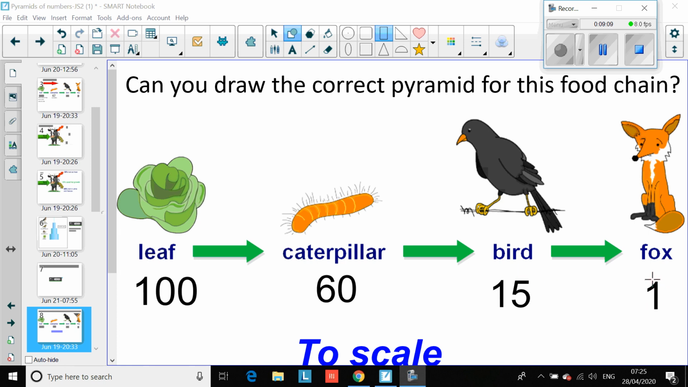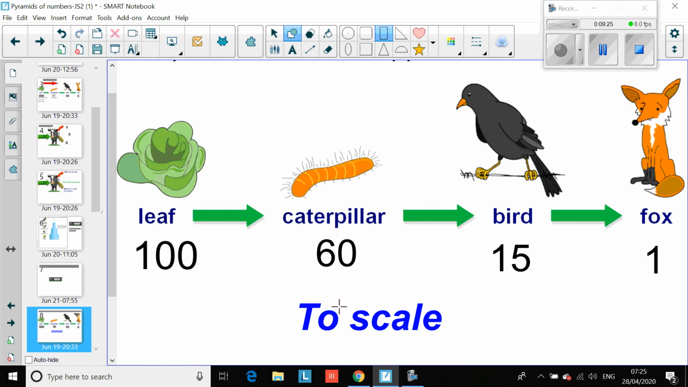So in an area, that is what you might find. So can you draw the correct pyramid for this food chain? Think about the pyramid of numbers I just showed you, the one you just drew, which I asked you to memorize. Try and draw that, but here is the tricky part. You need to draw it to scale.